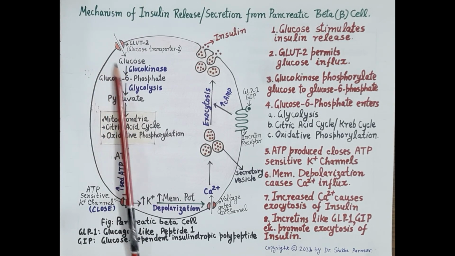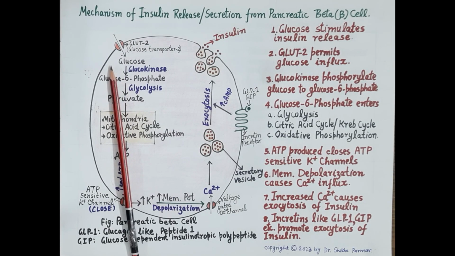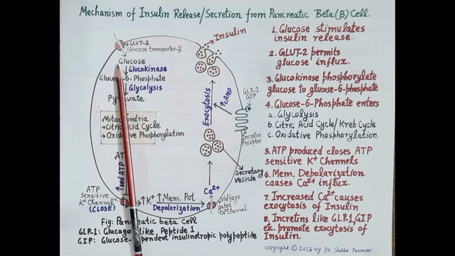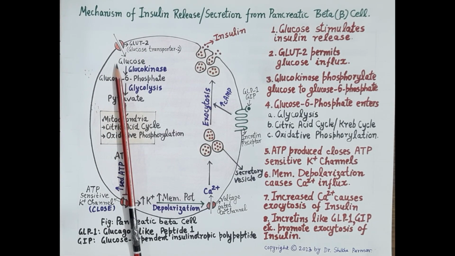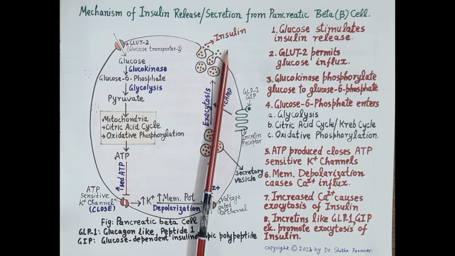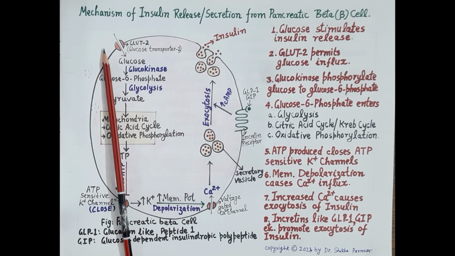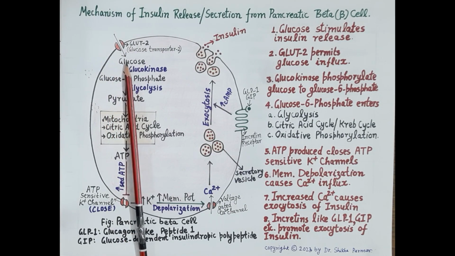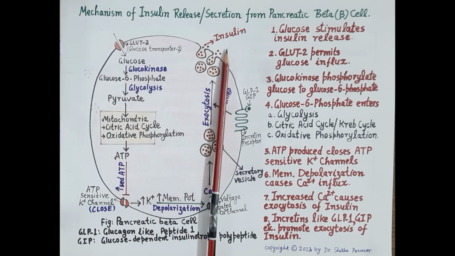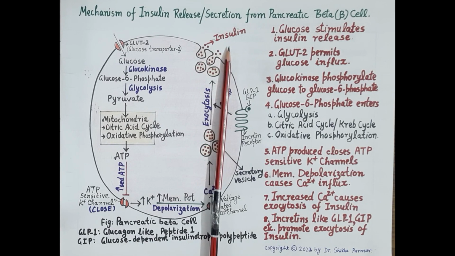Now, transportation of this glucose is in proportion to the concentration of glucose in the blood. More glucose in the blood causes more influx of glucose in the beta cells and therefore more release of insulin, while less glucose in the blood causes less influx of glucose and therefore less release of insulin.